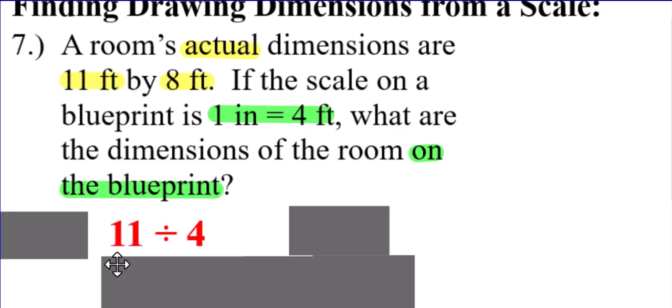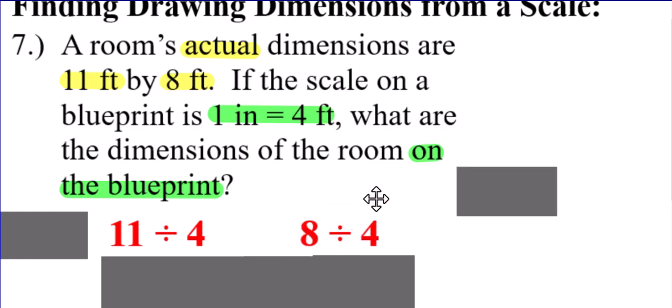So we're going to take the actual length of 11 feet, divide by 4. Write this down. We're going to take the actual width of 8 feet. We're going to divide by 4. Write this down. Because this will give us the drawing's length and the drawing's width, or in the case here, a blueprint's length and a blueprint's width for this scale drawing.